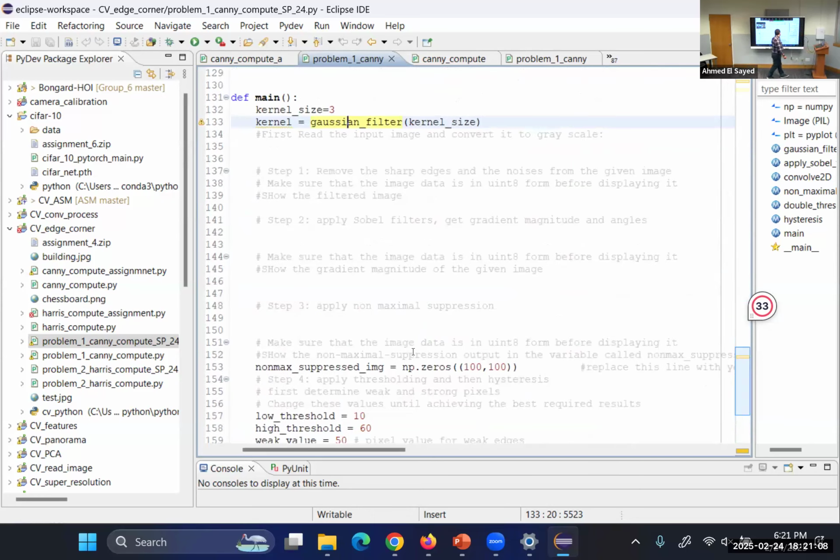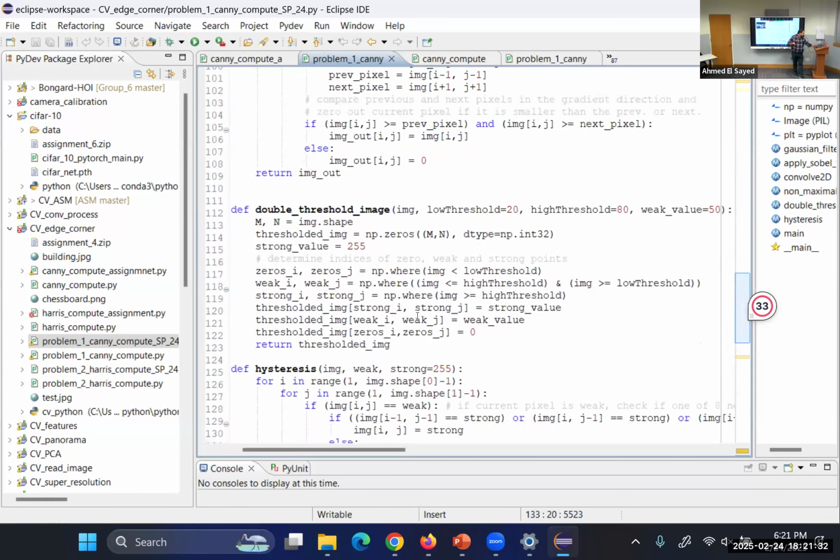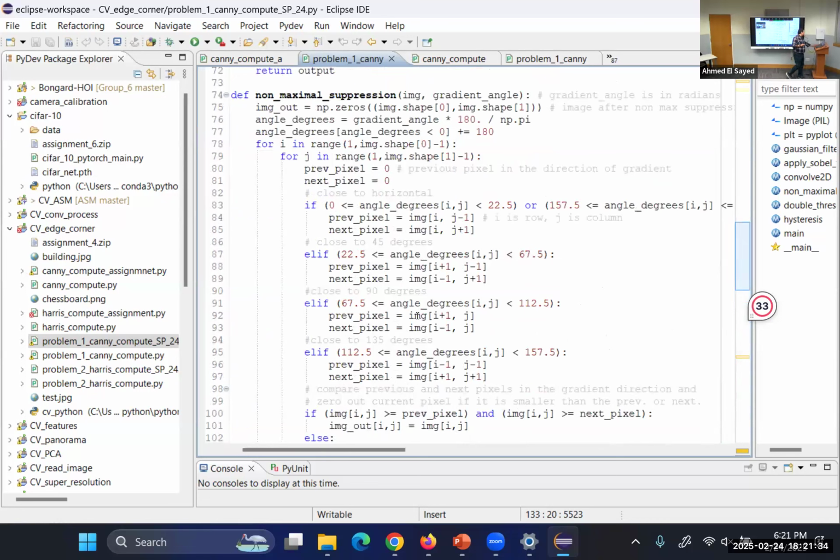After that, we will calculate the magnitude and the angle of the derivative, the S and the theta. Okay? For both of them, we will calculate the non-maximum suppression to find the direction of the maximum value within the magnitude.